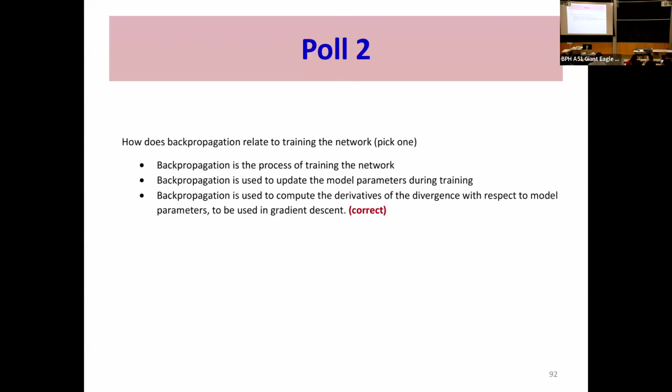Right? Backpropagation is not the process of training the network. What is backpropagation the process of? Finding the derivative. Backpropagation is this business that we just saw. It's the process of transferring derivatives slowly backwards through the network to compute derivatives. Backpropagation is the process of computing derivatives. It is not used to update model parameters. What is it being used for? It's just used to compute the derivative of the divergence, right? And so the backprop is used to compute the derivatives of the divergence with respect to model parameters to be used in gradient descent tuning. Do you agree with that?